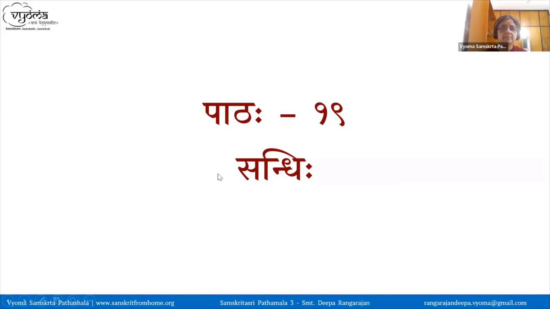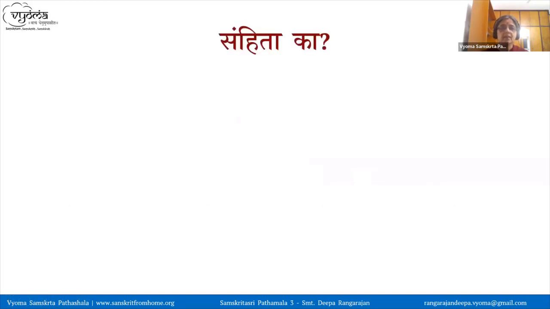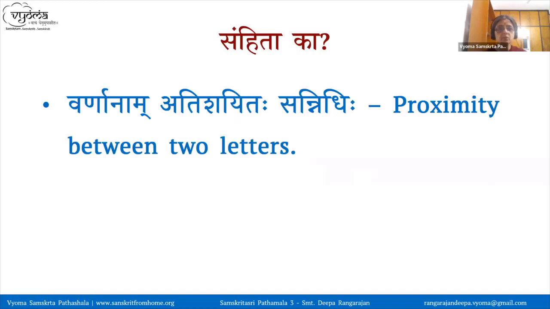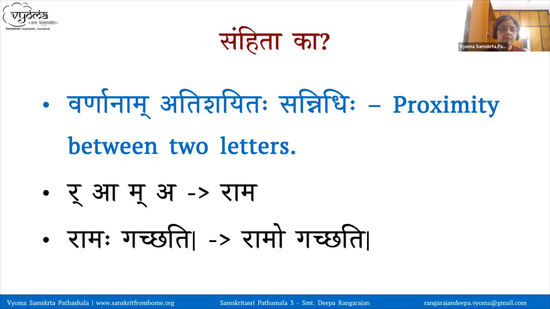Primarily we need to know the difference between certain important terms. Samhita and Sandhi are often confused. Samhita is just proximity of pronunciation. When two letters are pronounced really close to each other, they are said to be in Samhita. Varnanam atishayitah sannidhih is Samhita. Example, within a word: ra, akara, makara, akara, Rama. We pronounce them all together, Rama. Ramah gacchati: we can either give a pause between Ramah and gacchati or say Ramo gacchati and say it together.